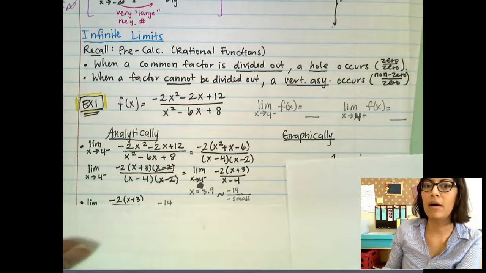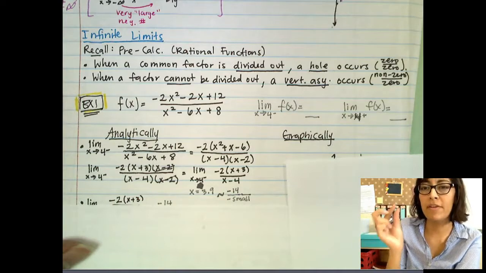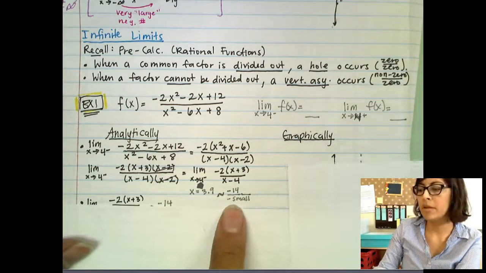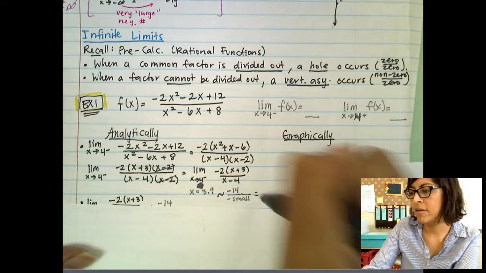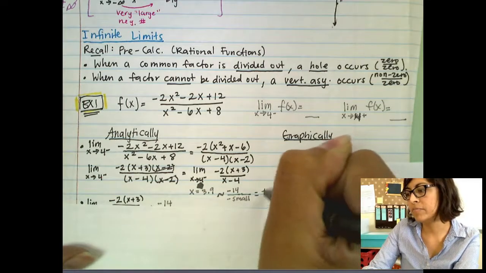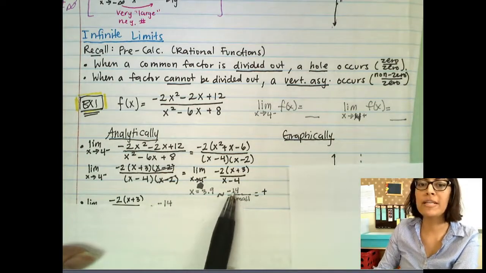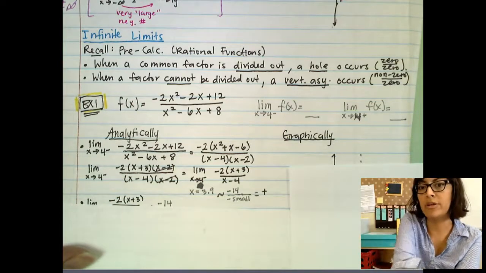If we get this number closer and closer to 4, it's going to be a very, very small number, but it's going to be negative. So a negative over a negative gives us a positive value. And like we said before, 14 over a really small number is going to give us a really large number.